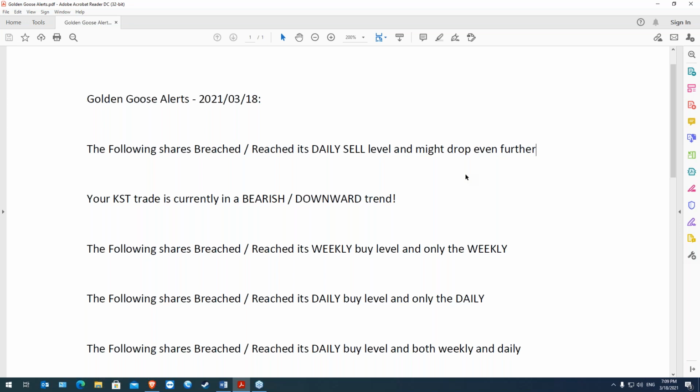Next one would be an example here: your KST trade is currently in a bearish downward trend. That's only after you bought a share from the Golden Goose, and that's why you've got a Golden Goose account.